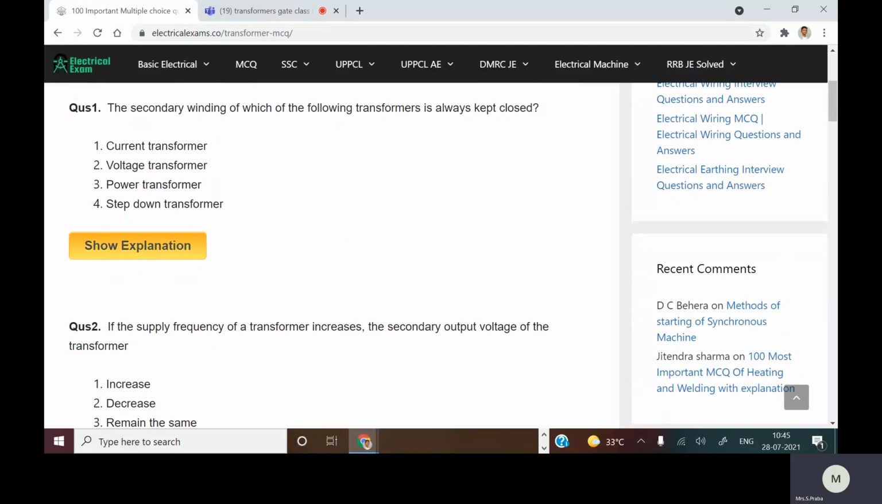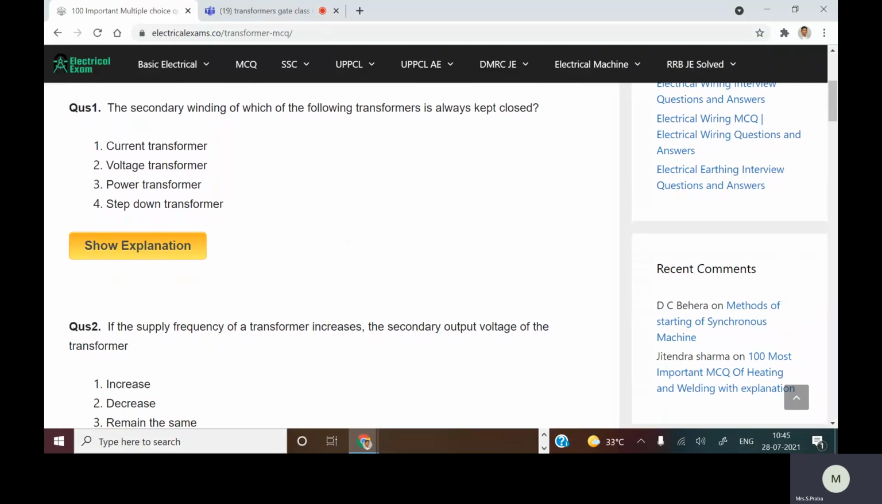Vice versa, if the primary has fewer turns compared to the secondary, it is called a step up transformer. Depending upon the applications, we have many transformers like auto transformer, current transformer, voltage transformer. Actually, we do not call it a voltage transformer, it is called a potential transformer. Power transformer, step up transformer, step down transformer. Depending upon the various applications, we have these transformer names.